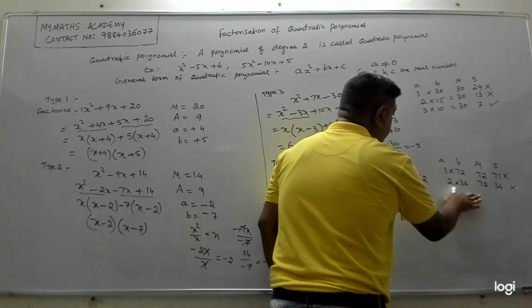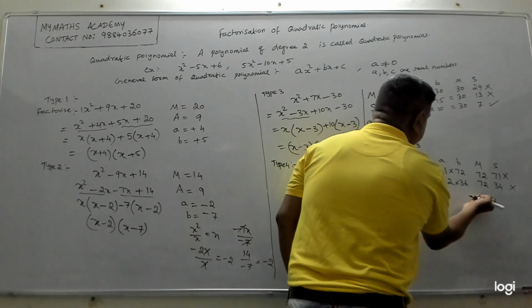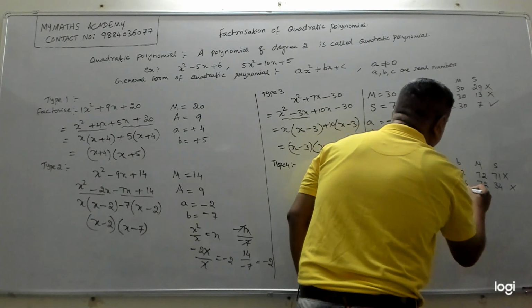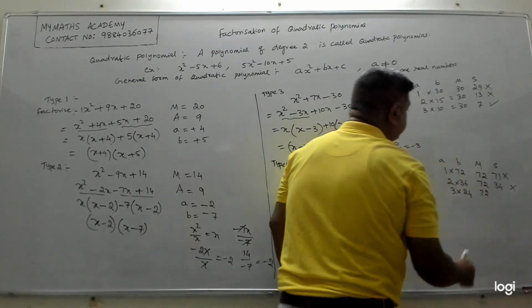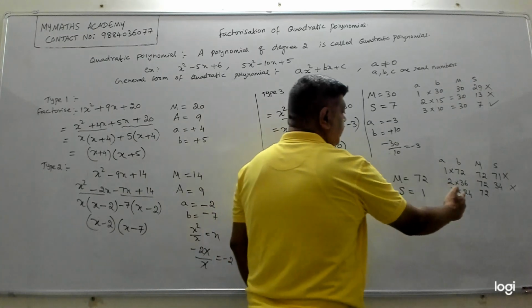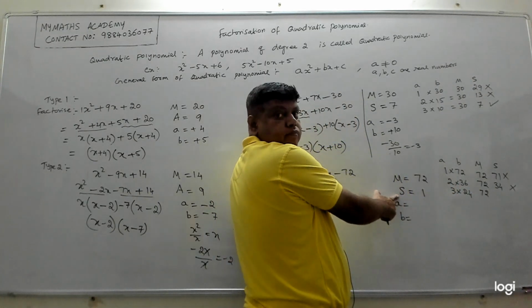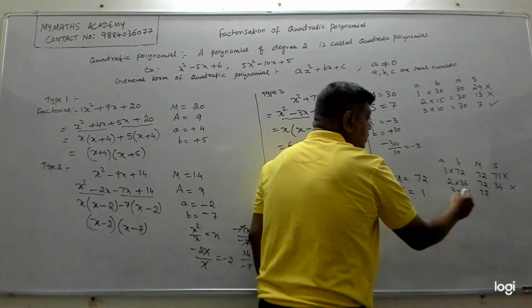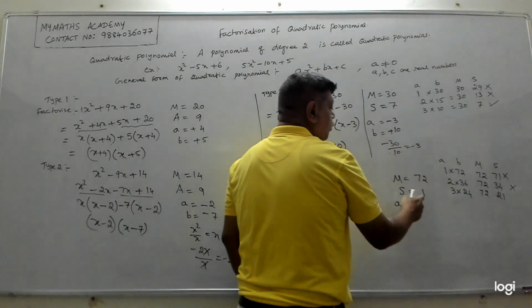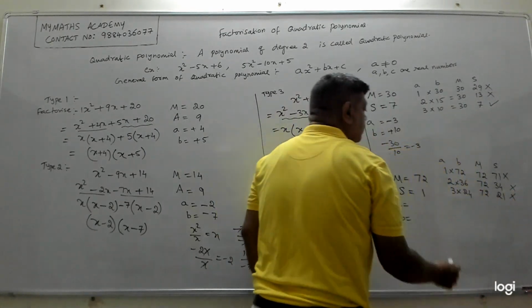Let's try with 3 because 72 is divisible by 3 also. Right? So 3 into 24 is 72. And what is 24 minus 3? We have to subtract the greater number. 24 minus 3 is 21. But we need 1. So this also won't work. We should go to the next number.